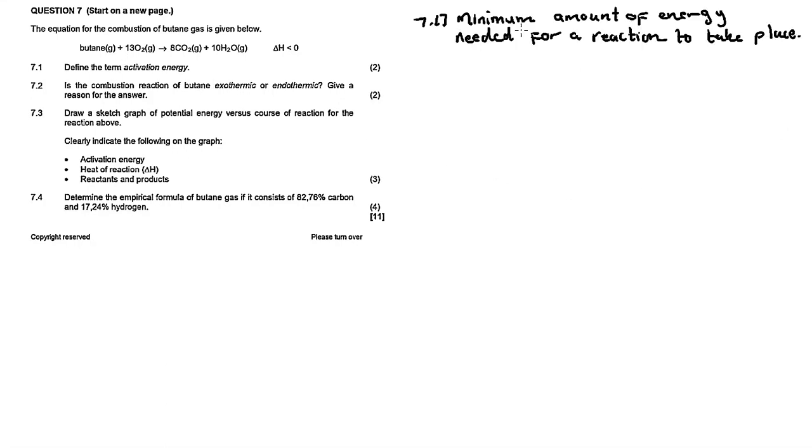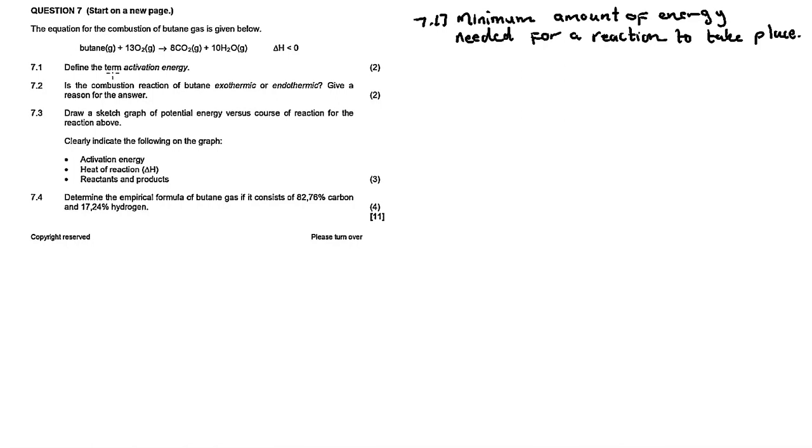So how can we define it? We can say it's the minimum amount of energy needed or required for a reaction to take place. 7.2: is the combustion reaction of butane exothermic or endothermic? It's obvious, exothermic, it gives out energy, right?